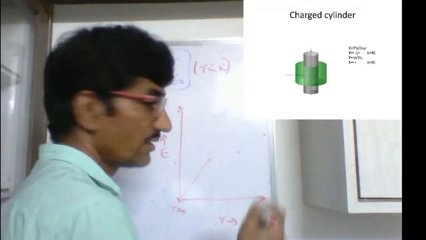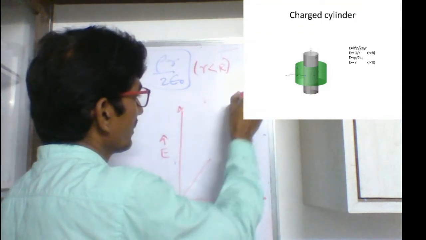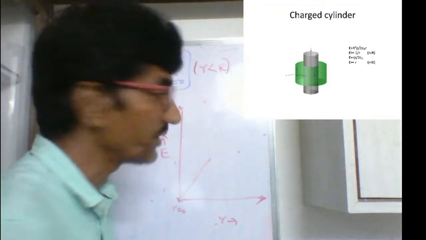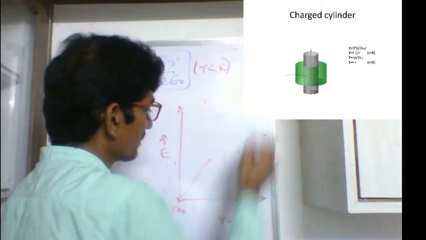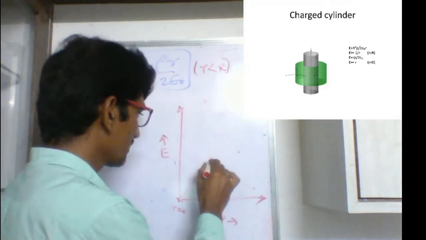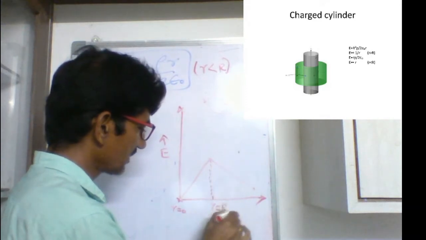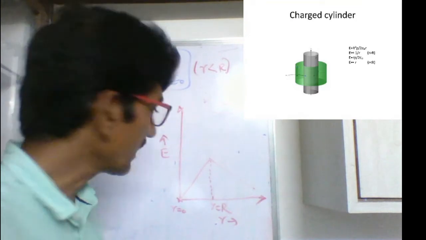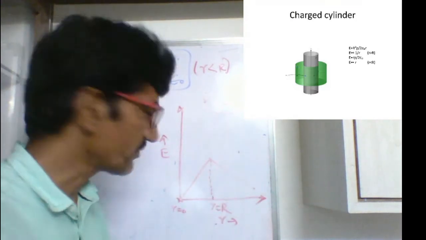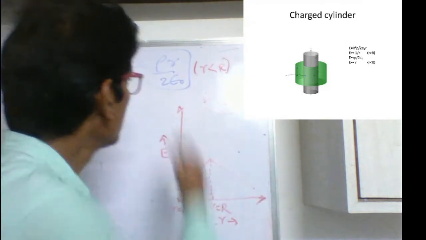Say this is the cylinder, no? Up to this point you have this line. So when you cross this border, what happens? Your graph will be like this. What is the coordinate of this point? The R value is equal to R here. So as you move up to the surface, electric field intensity increases. As you move away from the surface, electric field intensity decreases.